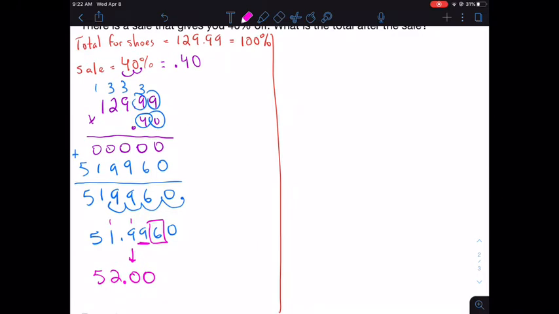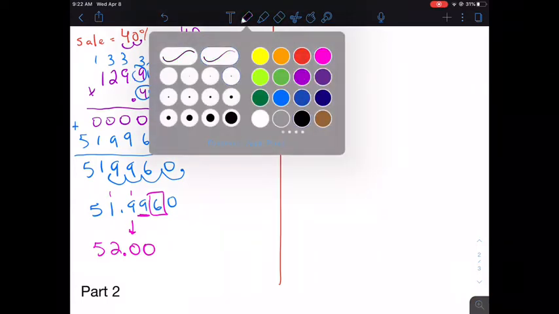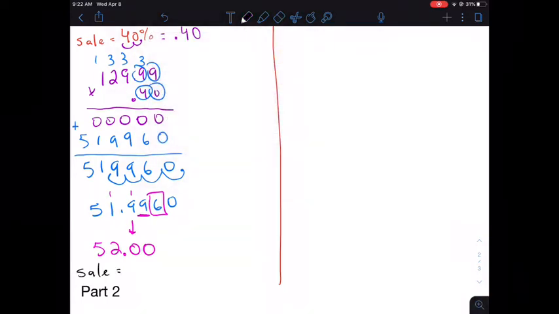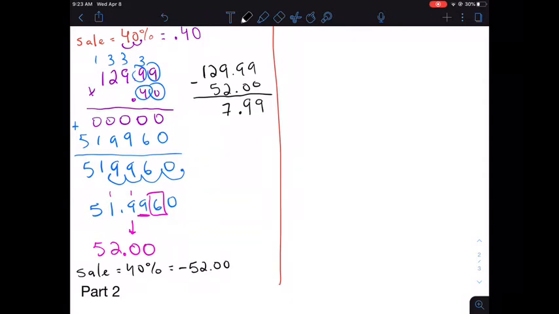The sale is, you're going to take away, let me write it in a different color. The sale, 40% off, you're going to minus $52 from the total. So 129.99 minus $52. Line up the points. 9 minus 2 is 7. 2 minus 5 I cannot, I have to borrow. 12 minus 5 is 7. So the cost after is 77.99.